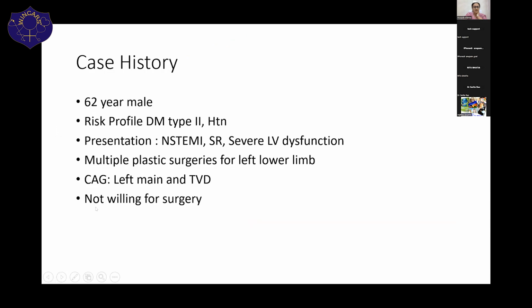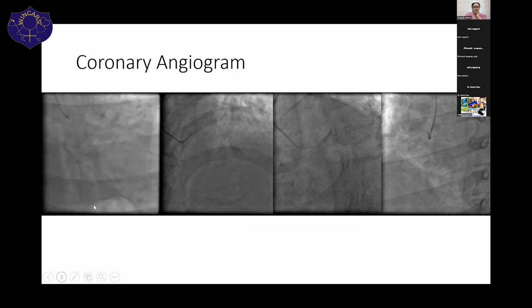Then I had a 62-year-old male, diabetic, hypertensive, NSTEMI, severe LV dysfunction. Patient underwent multiple plastic surgeries for the left lower limb. He had left main and triple vessel disease. He was not willing for surgery.